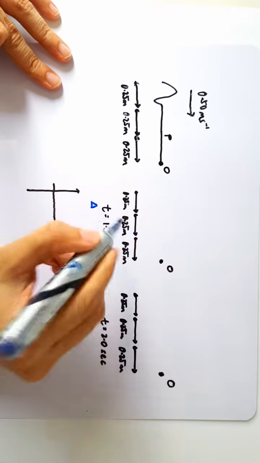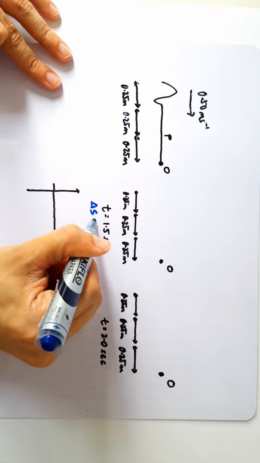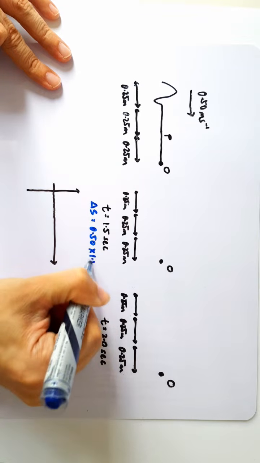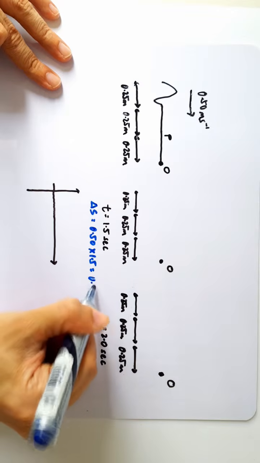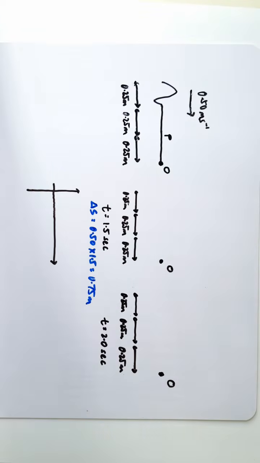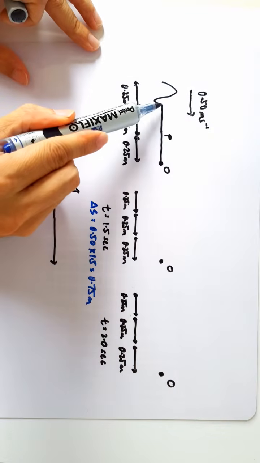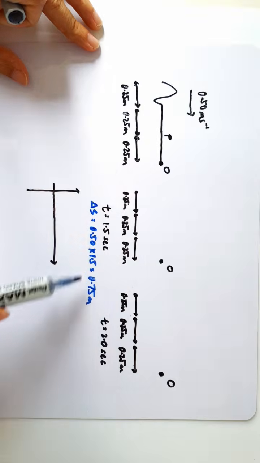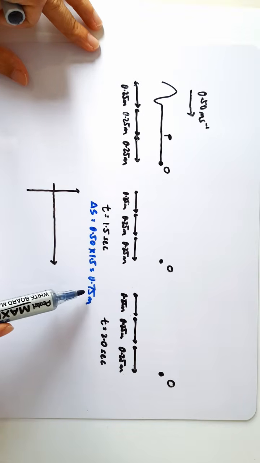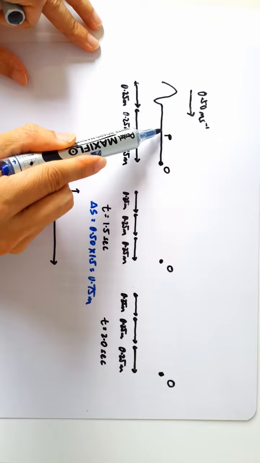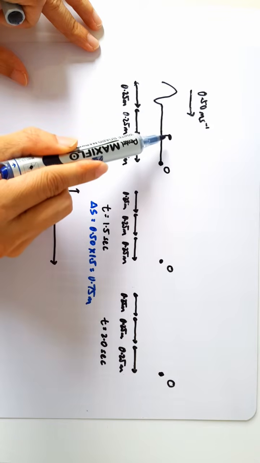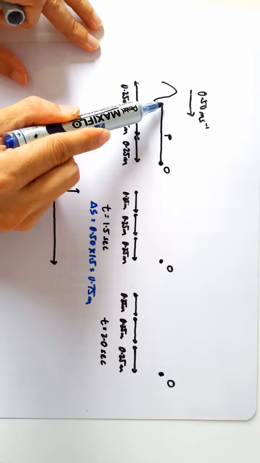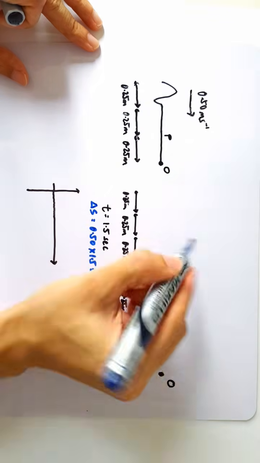So at this time it will have progressed by 0.5 times 1.5, which is 0.75 meters. So let's just concentrate on the front of the pulse here. The front of the pulse should have progressed 0.75 meters. So that's a 0.25, that's a 0.5, and that's another 0.25 to make it 0.75, which means the front of the pulse will have reached point P.